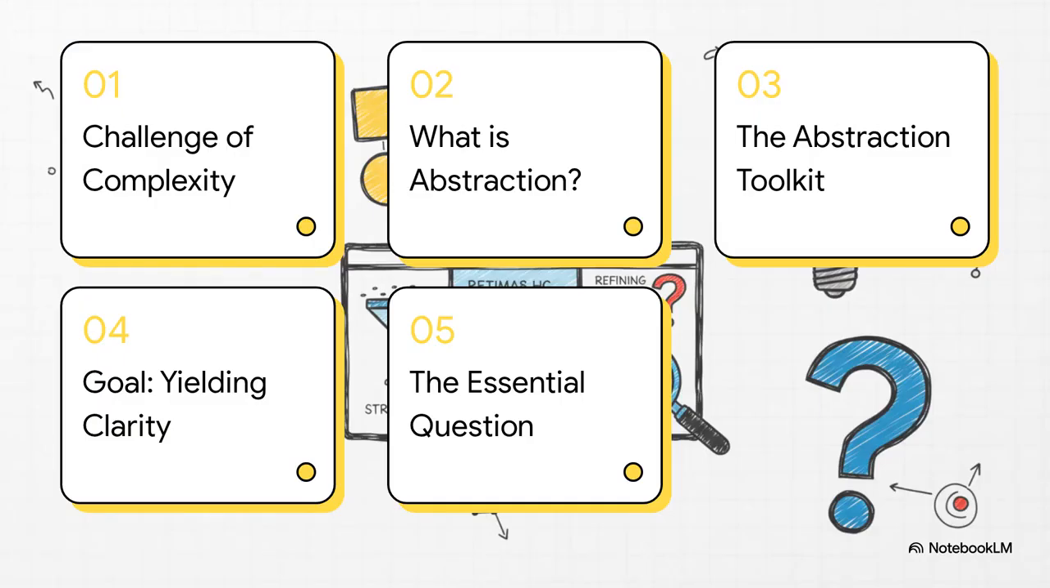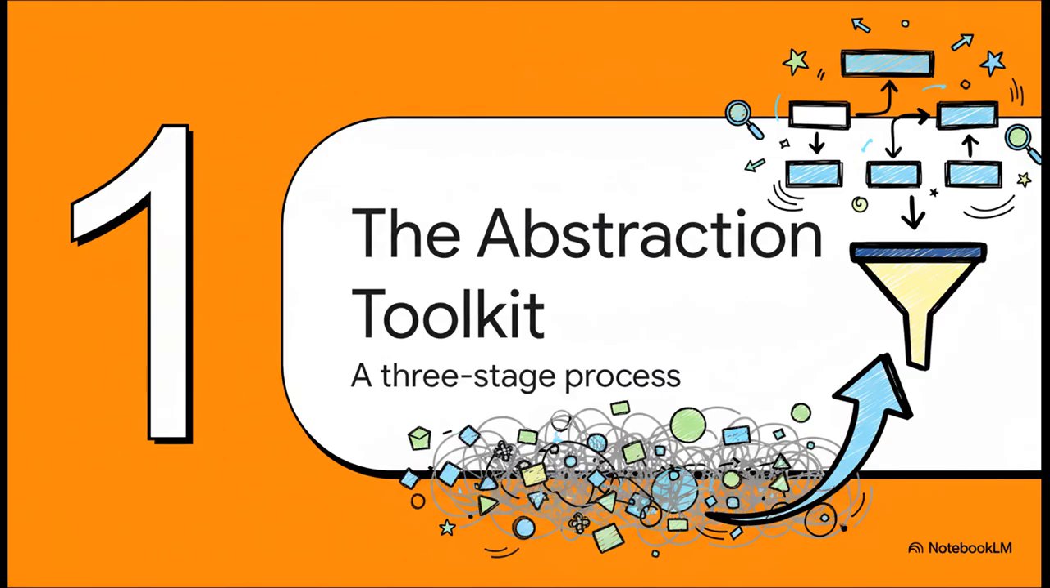So here's our game plan for this explainer. We've kind of touched on the challenge already. Now we're going to break down what's in the abstraction toolkit piece by piece. Then we'll figure out what the ultimate goal is, and we'll wrap up with the one single question that really drives this whole thing.